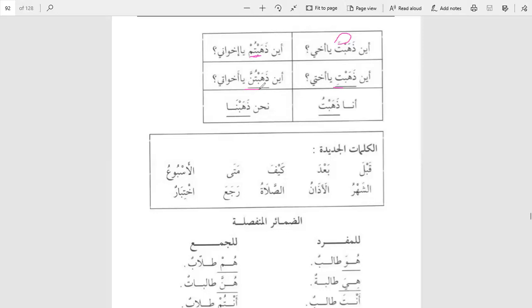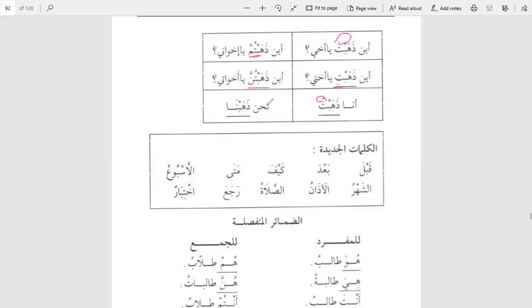So when you respond, if you are the sister and you respond, you say Ana dhahabtu. You always, if you're a sister or brother responding, you say Ana dhahabtu. We only use the same Ana dhahabtu.